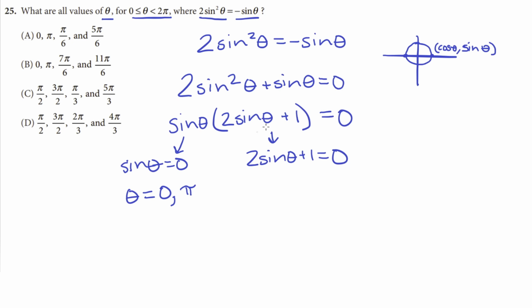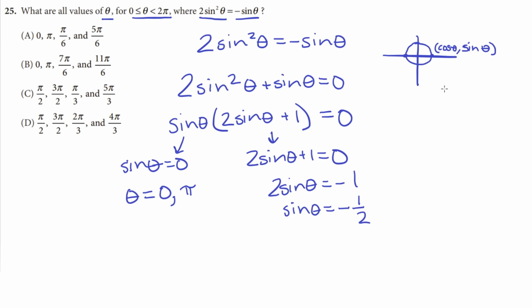Now let's find the values of theta where this equation equals 0. So let's move the 1 to the other side. So we'll have 2 sine theta equals negative 1. Then we can divide both sides by 2 to get sine theta equals negative 1/2.